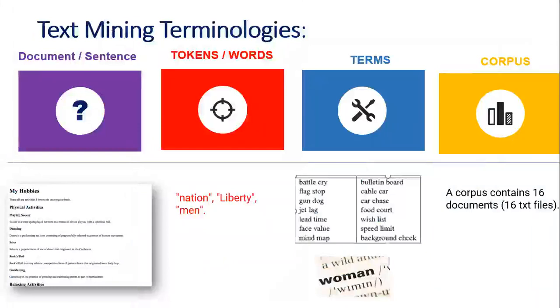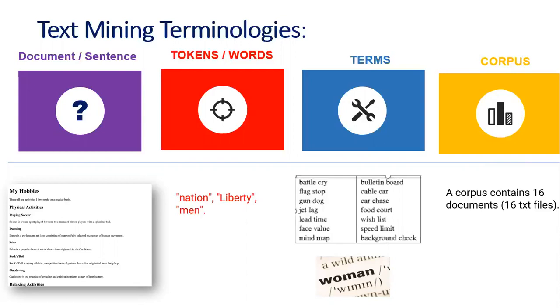Text mining terminologies. The first is document or a sentence. About 100 years ago, a prince lived in his castle with his family and ruled his kingdom wisely. No, this is not a story. This is part of a document, or we may call it a sentence. Second is tokens or words. Tokens represent words. Nation, liberty, men are all examples of words.